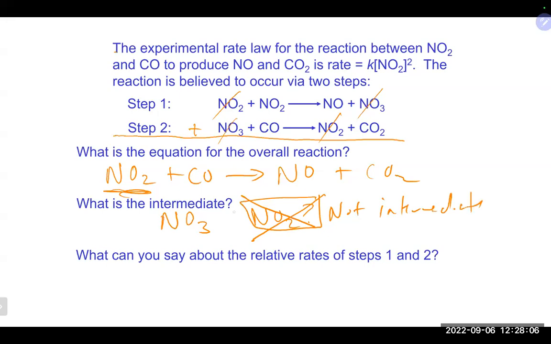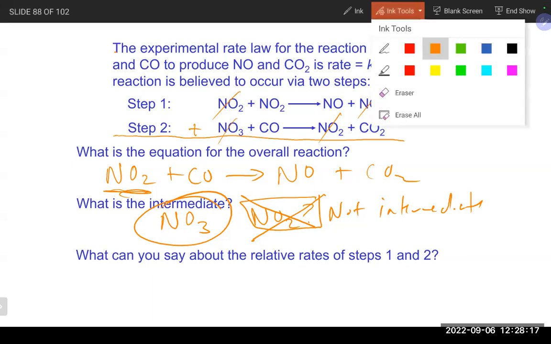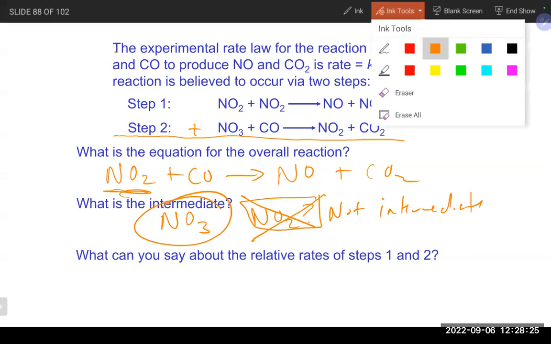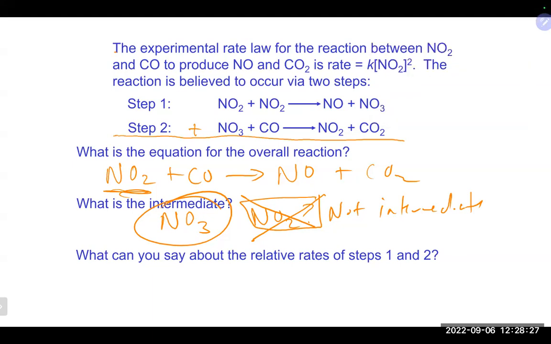So the only intermediate here actually is the NO3. Any questions on that there? All right, so what do we want to know about the rates of the first one versus the second one here? Since this is a reaction mechanism, we could go back to each of these elementary steps and actually write a rate law for each of them.